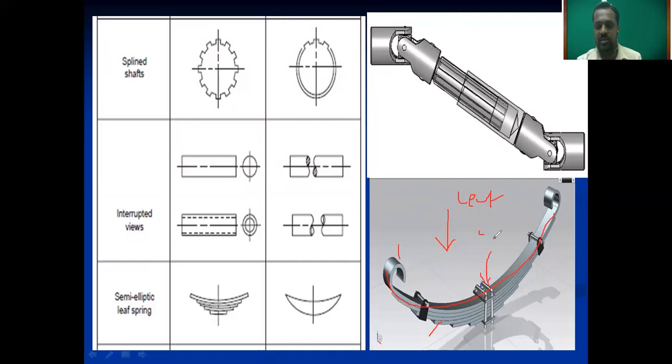This portion is called the center band, and with the help of this center band we can bind all the leaves together. This is called the clips, and this is called the eyes.